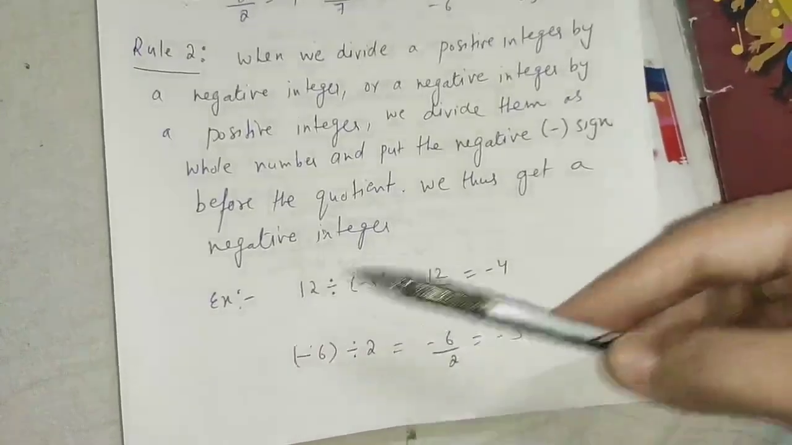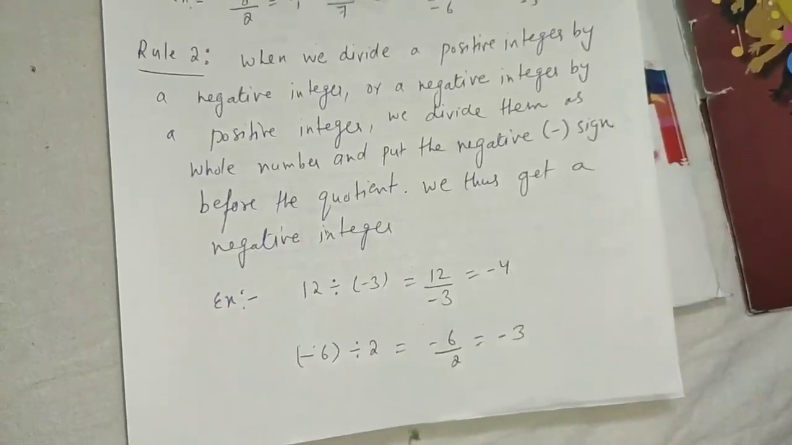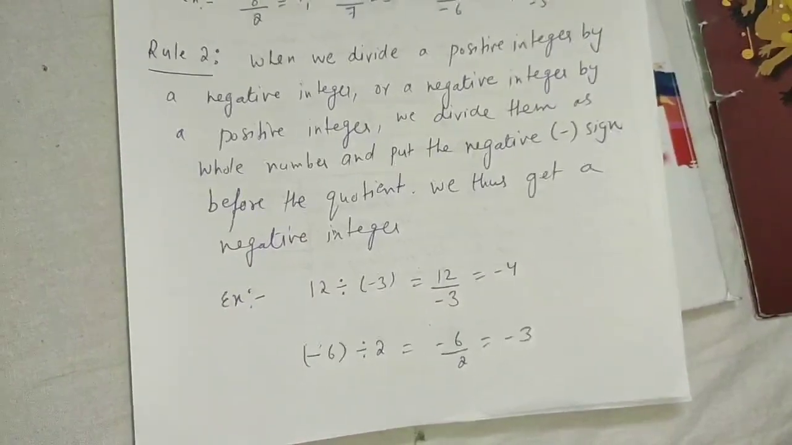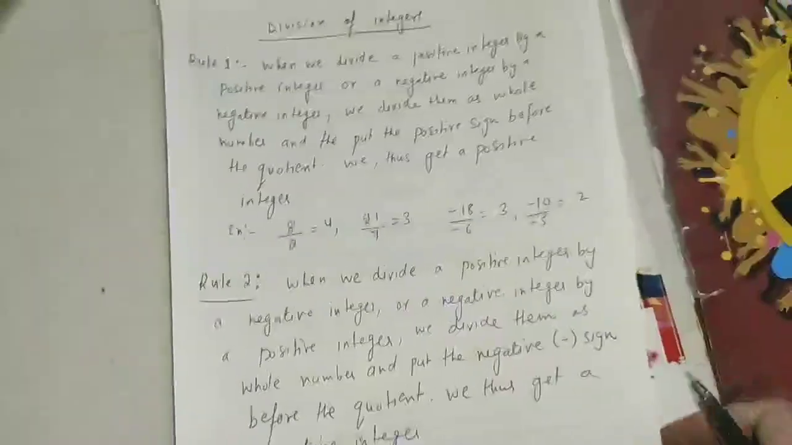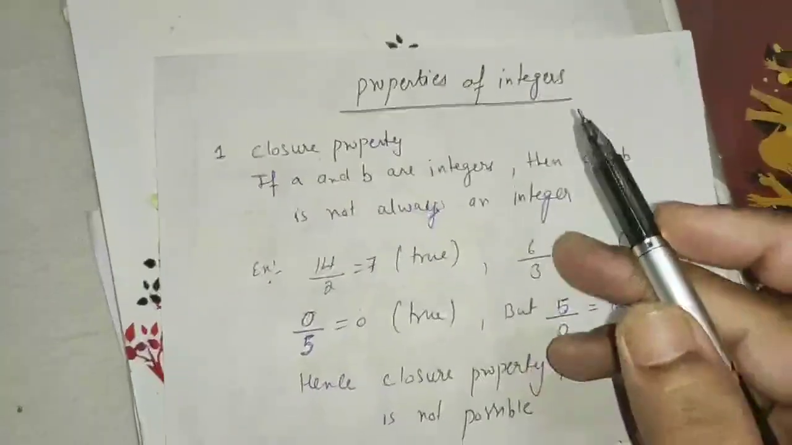So that means if out of the two numbers, one is positive and one is negative, the answer will always be negative. Clear? Hope you understood this. So these are the two basic rules to divide integers. Now the properties of the integers.